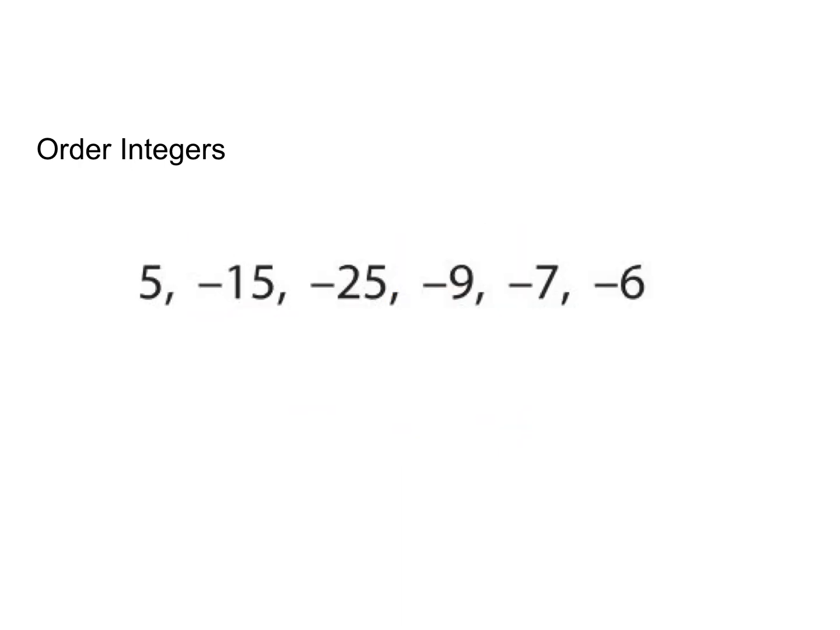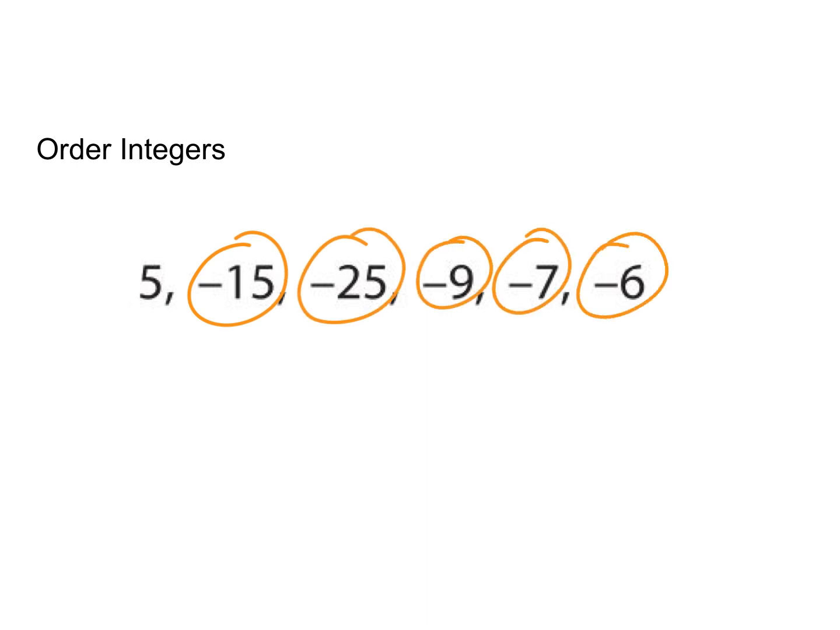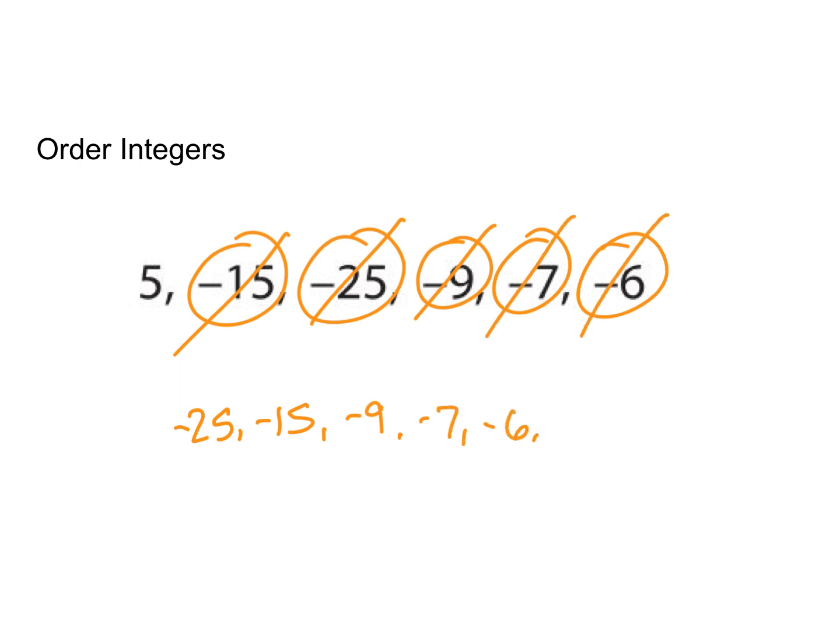And what if they're all negative? Oh, they're not all negative. This one's positive, but that's okay. I've got almost all negatives. I'm still looking for which one's my biggest negative. -25. Then my next biggest negative. I like to cross things off. -15. Then my next biggest negative. -9. And my next one, -7. And the next one, -6. And my positive is the very last value.